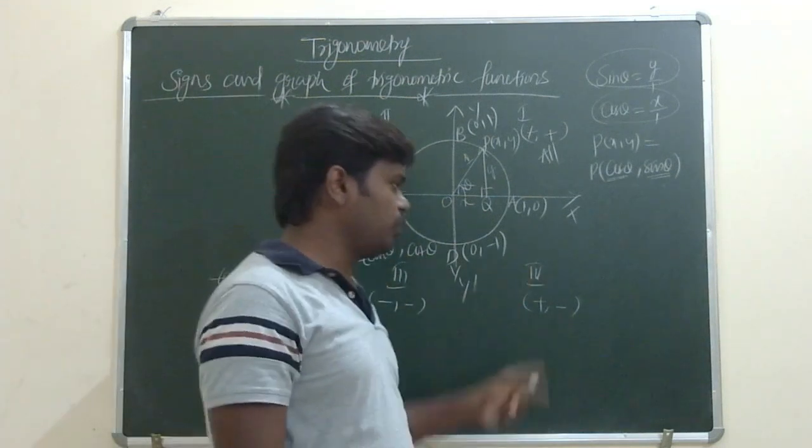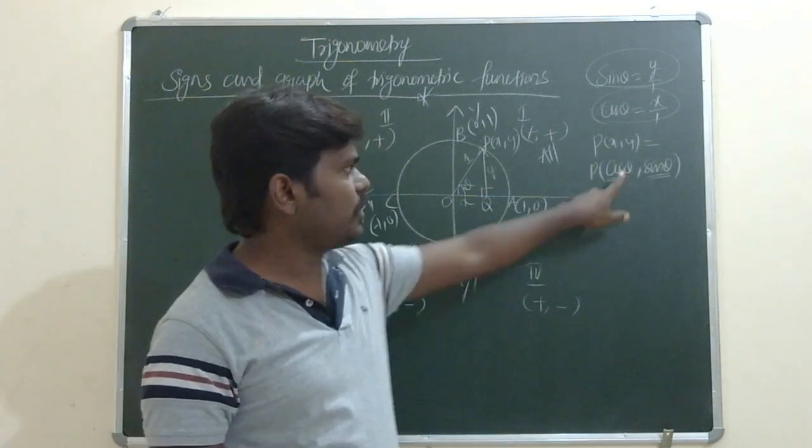Next, come to the fourth quadrant. The x coordinate is positive. That means cos theta is positive.